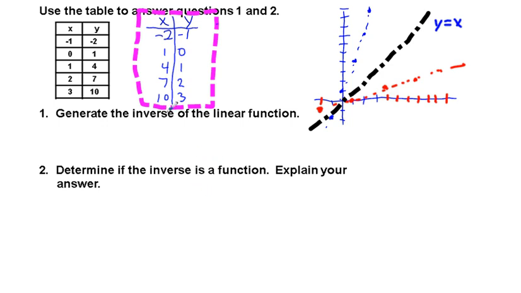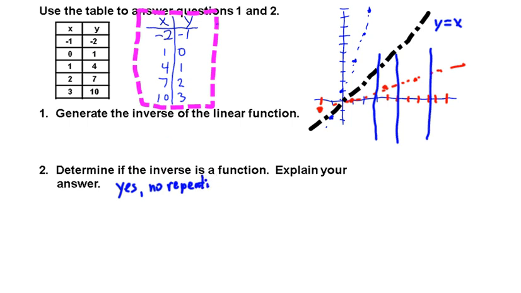Determine if the inverse is a function. Well, the main thing you're going to look for is, I will say, yes, the inverse is a function because there are no repeating x values. So they will pass the vertical line test. We haven't talked about the vertical line test in a while. Yes, there are no repeating x's in the table.